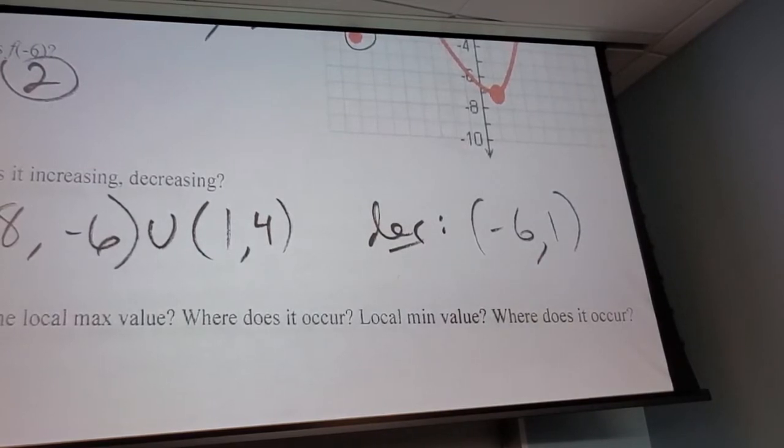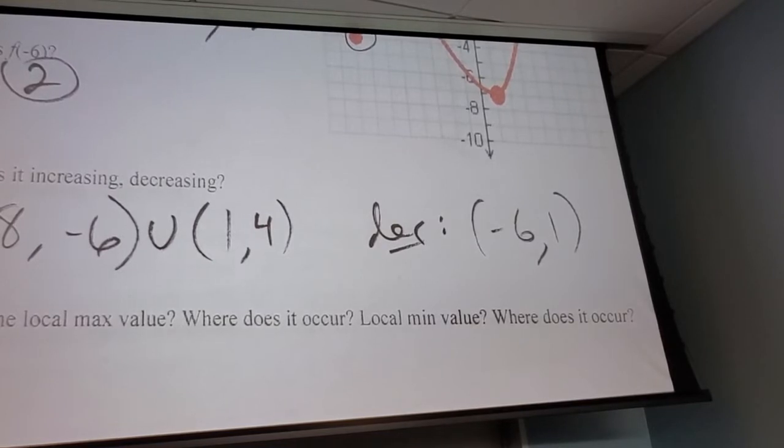So we only write the x values for that? Exactly. Because I don't care what the profit was. I just care where it was going up and where it was going down. So the y value is what? Right. So look at the next question.